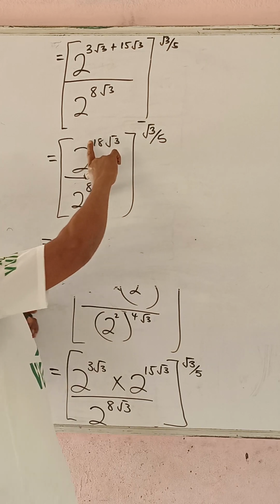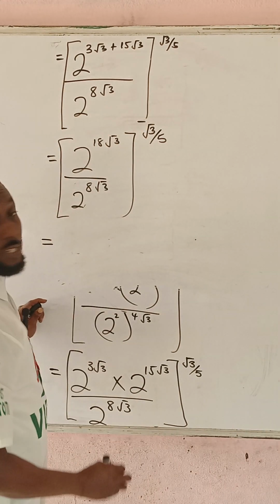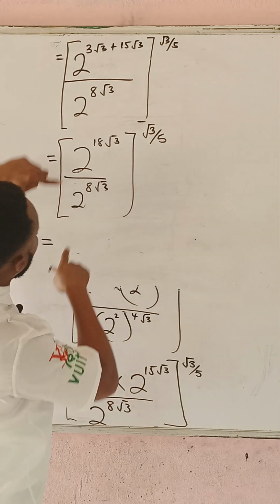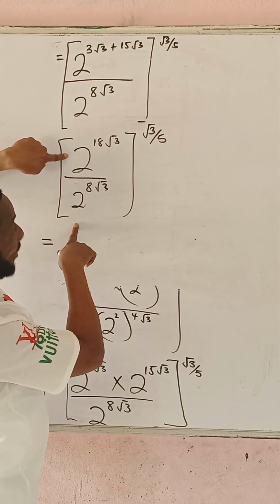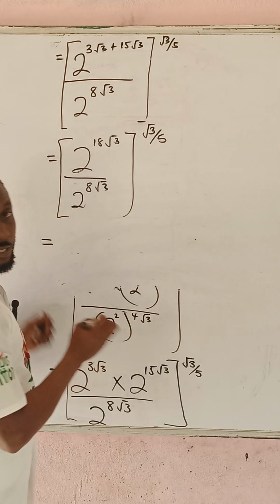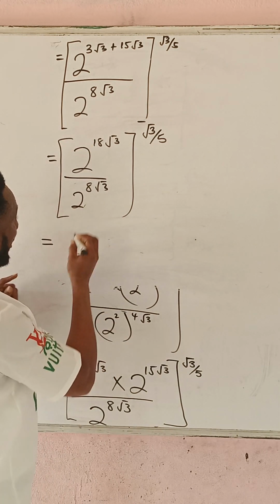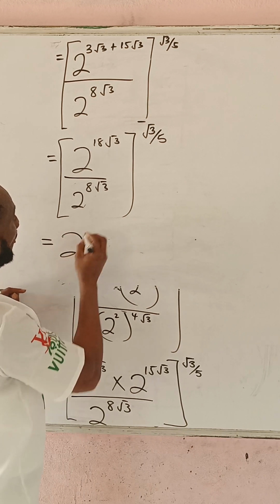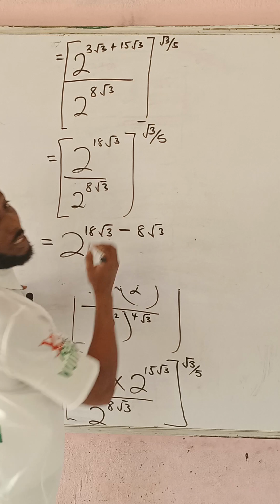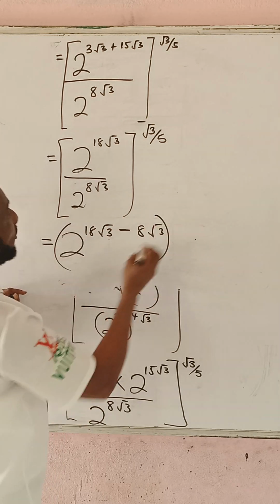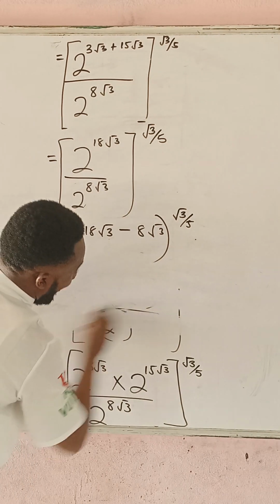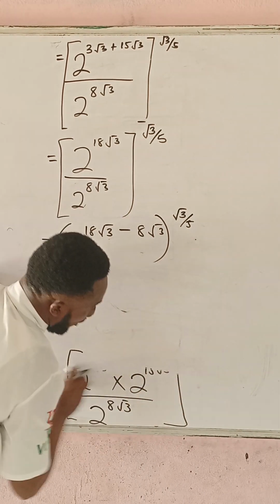Now, we have two base numbers here raised to different exponents. And the division rule or quotient rule of indices says that if you have two base numbers, it could be letters, raised to different exponents, you subtract the exponents. So if you use that law here, you are going to be having 2 raised to the power of 18 root 3 minus 8 root 3, all raised to the power of square root of 3 on 5. So at the end of the day, we are done with this Olympiad problem.